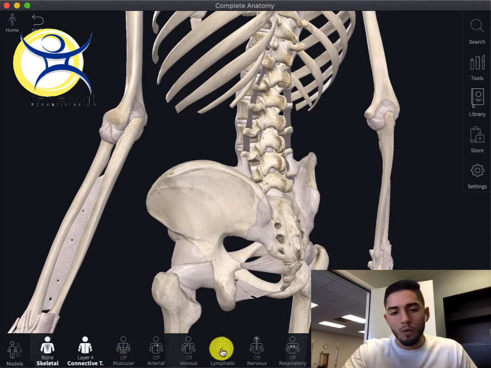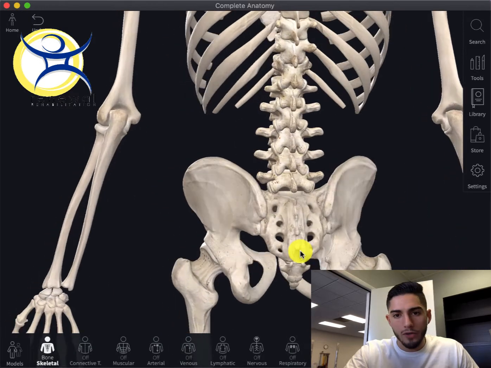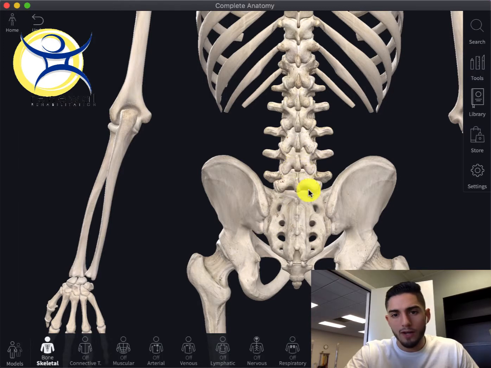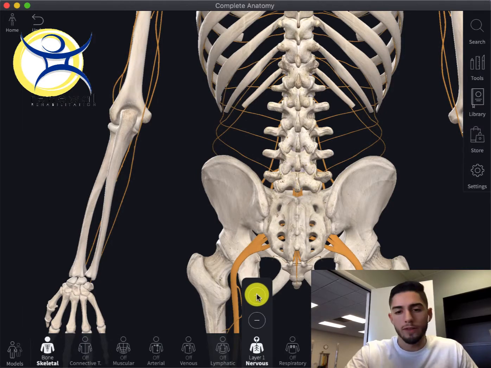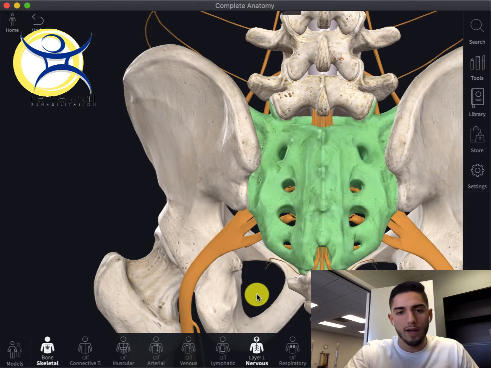So now, what I want to do is I'm going to go ahead, and as you can see, we have ligaments everywhere, but I'm going to go ahead and remove those ligaments, okay? And now I'm going to show you, the vertebrae here are connected to the pelvis. And the main nerve, the biggest nerve in the human body is the sciatic nerve. I'm sure you've heard of sciatica before.